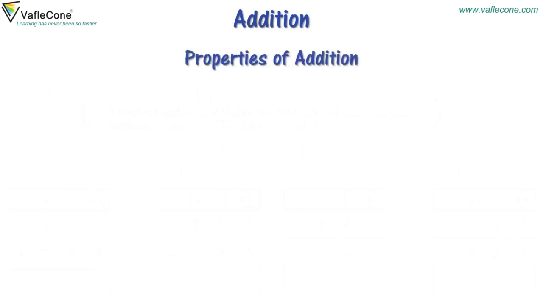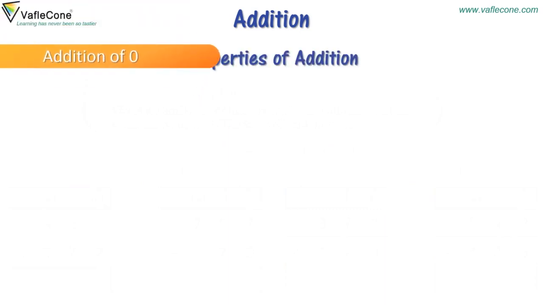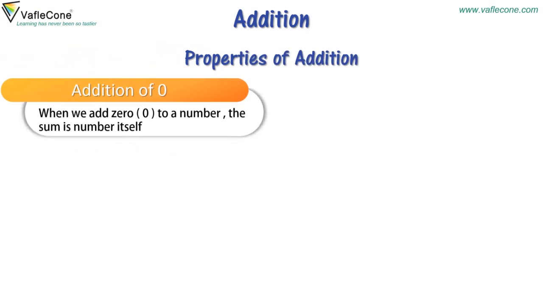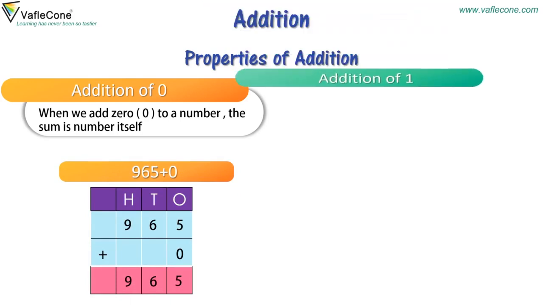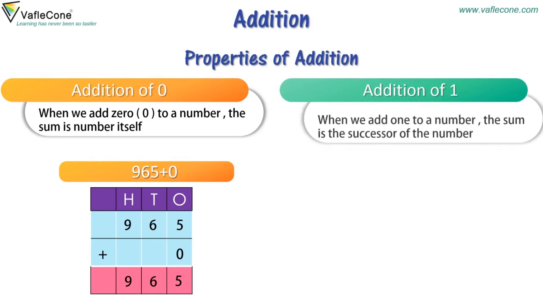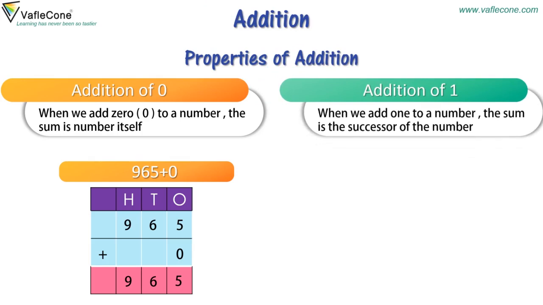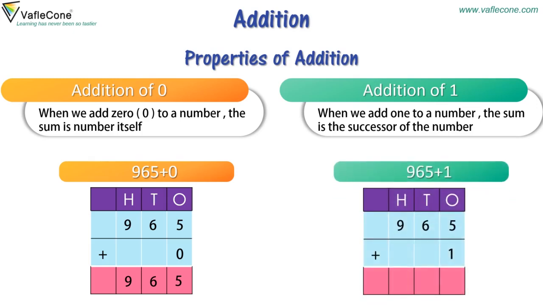Properties of addition. Addition of 0. When we add 0 to a number, the sum is the number itself. For example, 965 plus 0 is equal to 965. Addition of 1. When we add 1 to a number, the sum is the successor of the number. For example, 965 plus 1 is equal to 966.